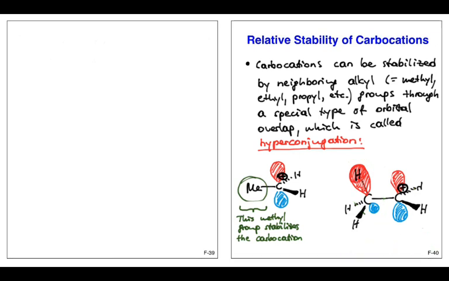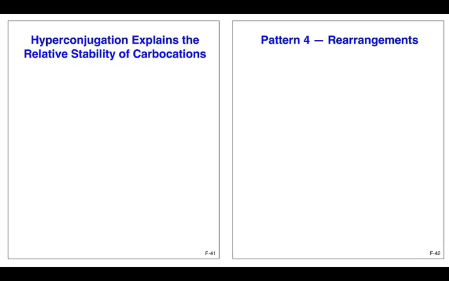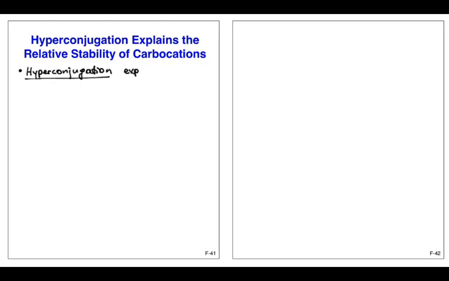Now as you can see, there is actually nice orbital overlap between the filled sigma orbital and the empty p orbital of the carbocation. And so that provides stabilizing orbital overlap, sigma to p orbital overlap. So we will really see that the methyl group stabilizes the carbocation by donating electron density into the empty p orbital. So now this hyperconjugation explains the following trend in carbocation stability.